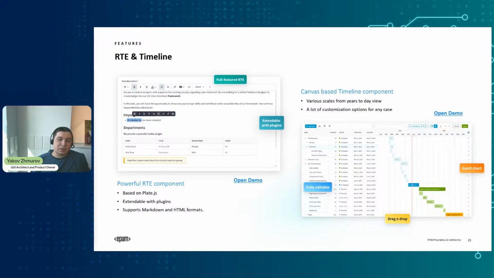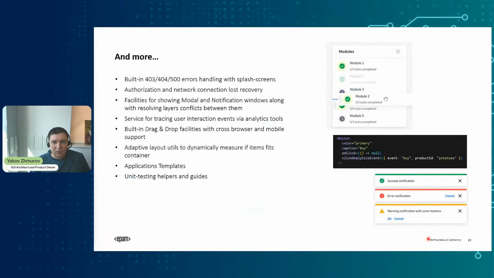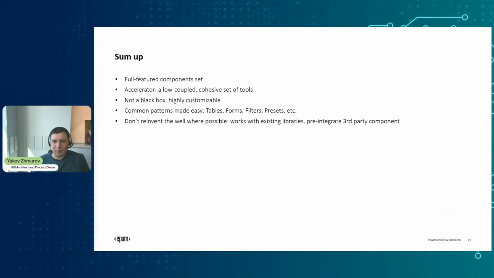Another unusual thing is the timeline component. It looks like a very niche component, but it's actually used by several projects, so we have it. We also have a lot of small things most projects need. We have error handling with standard splash screens. There is a subsystem to display modal windows and notifications. We have helpers to send events to Google Analytics or other analytics, drag and drop, and more. Just a bunch of small things that you don't need to bother integrating yourself.